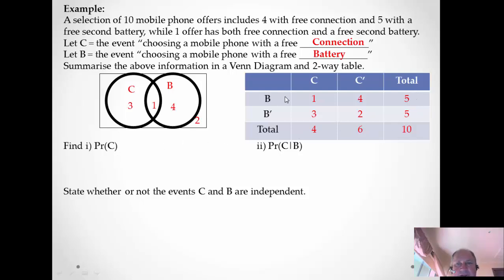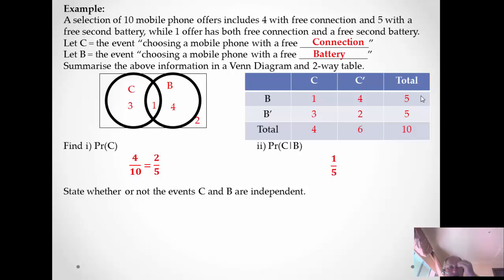What's the probability of C? So there's 4 in C out of 10. So that simplifies to 2/5. Now the probability of C given B, there's 2 ways of looking at this. Given B, that means we only need to consider this row here. And what's the probability of C in this row? Well, C is 1 out of 5.